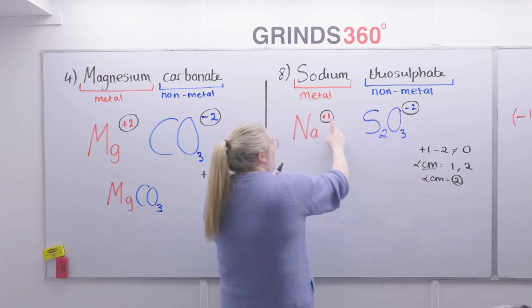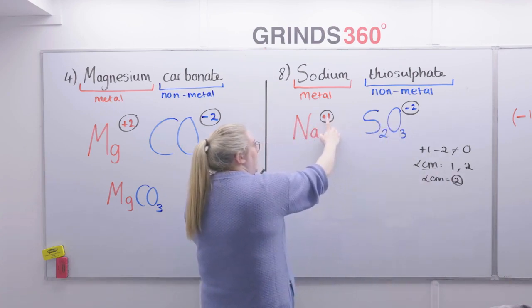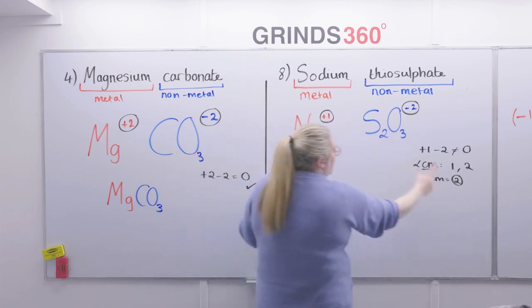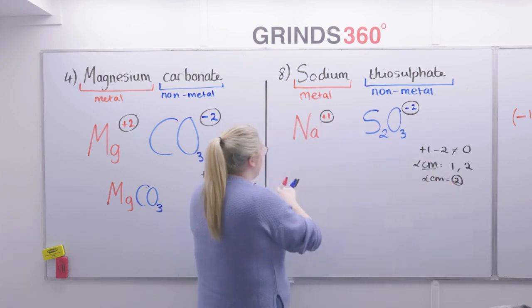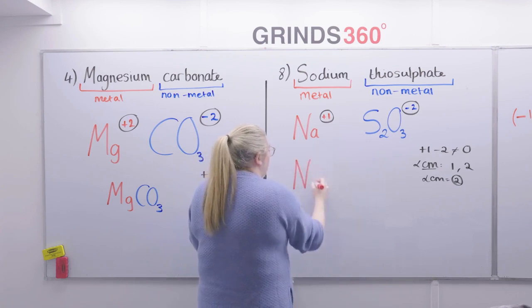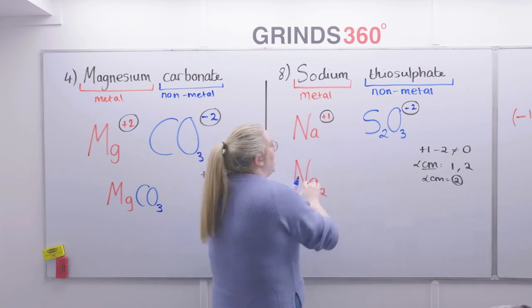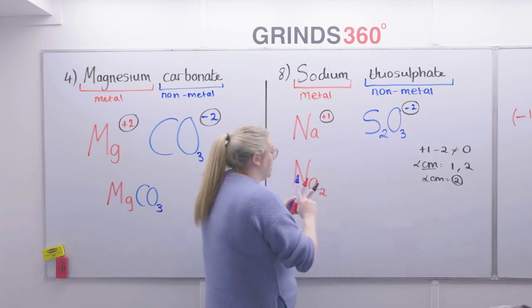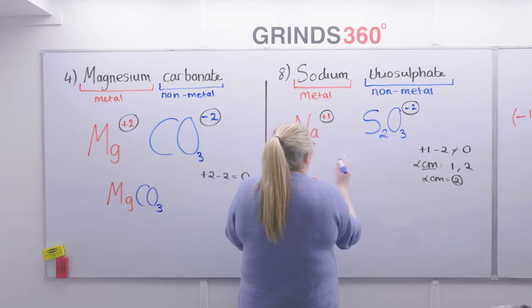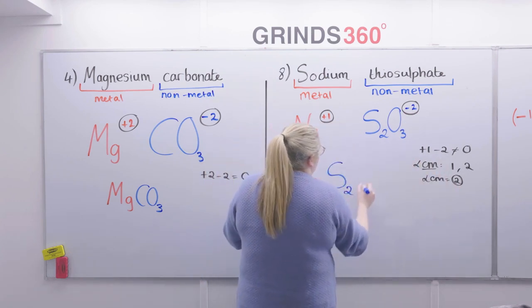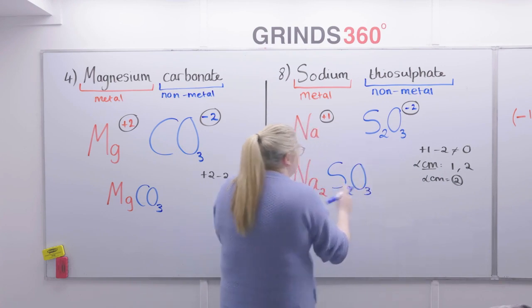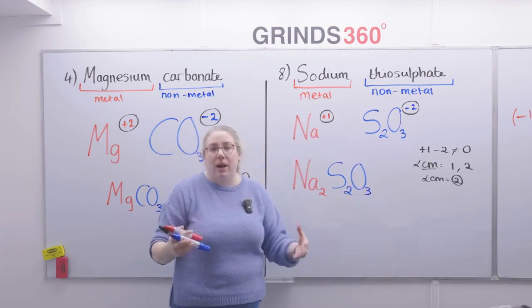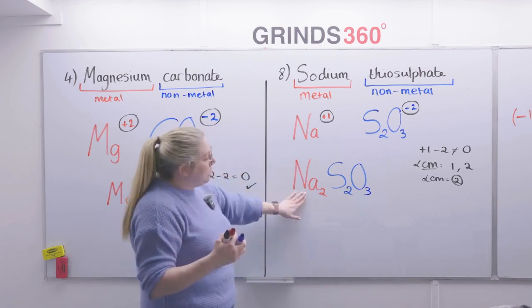So, for sodium, you need to find out how many times does the number from the charge go into the lowest common multiple. So 1 into 2 goes twice. That means we will have 2 sodiums in the formula. And for the thiosulfate, 2 into 2 goes once. So you have 2 sodiums, but 1 thiosulfate. Now here, you don't need brackets because you only have 1 thiosulfate. You won't need brackets in this one. But you do have 2 sodiums.